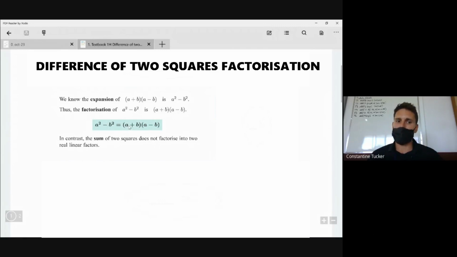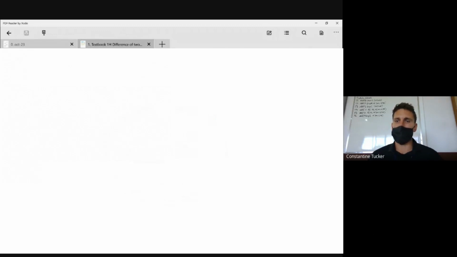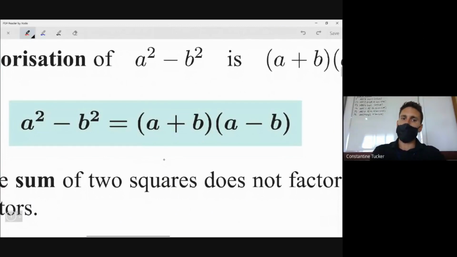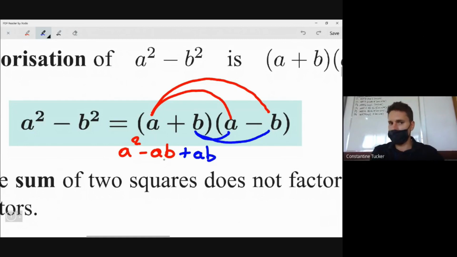Well, we can factorize it as a plus b times a minus b. Let me show you firstly why, because I don't like giving you things away without proving them. Actually, the better way would be to work backwards from the right-hand side. If you do a times a and then a times minus b, that gives you a squared minus ab. Then b times a and b times minus b gives plus ba, which is the same as plus ab, and then plus b times minus b, which gives minus b squared.